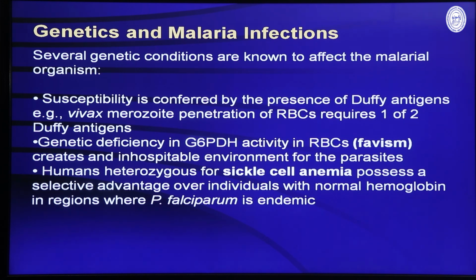Now, several genetic conditions are also known to affect the malarial organisms. Susceptibility is conferred by the presence of Duffy antigens, that is, the merozoites' penetration of the RBCs requires one of the two Duffy antigens that are very common in the South African population. Genetic deficiency in G6PD activity in RBCs creates an inhospitable environment for the parasites. Humans heterozygous for sickle cell anemia possess a selective advantage over individuals with normal hemoglobin in regions where Plasmodium falciparum is endemic.